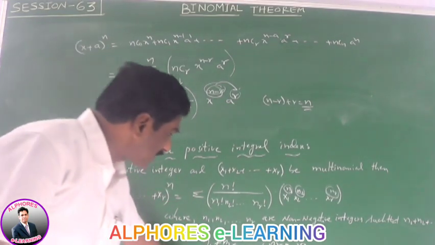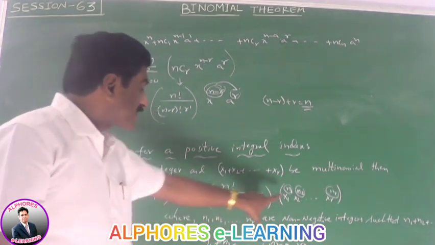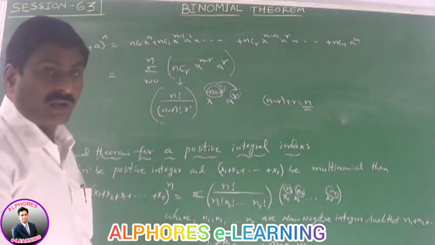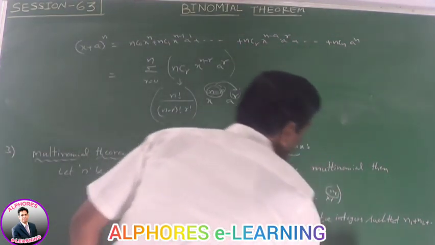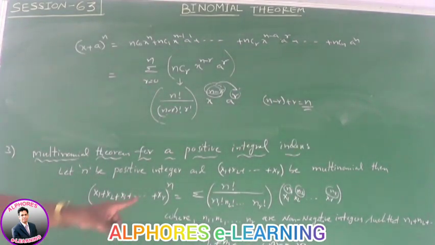The number of solutions of this equation is nothing but the number of terms in this expansion. So, the number of terms in this expansion is equal to (n plus r minus 1) C (r minus 1). By using that value, we find the number of terms. Okay, please note this value.